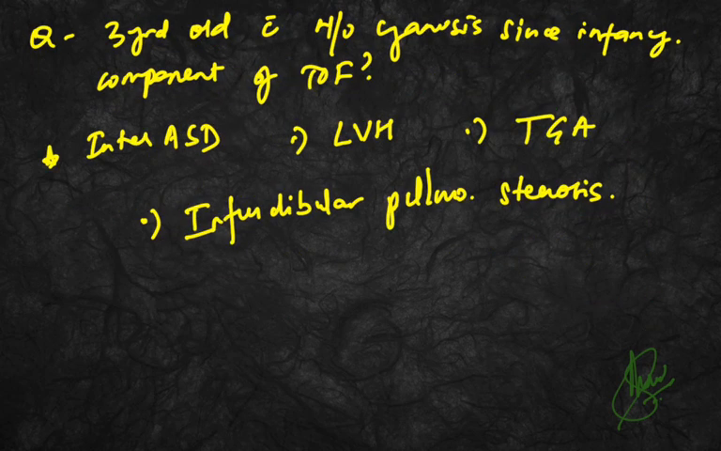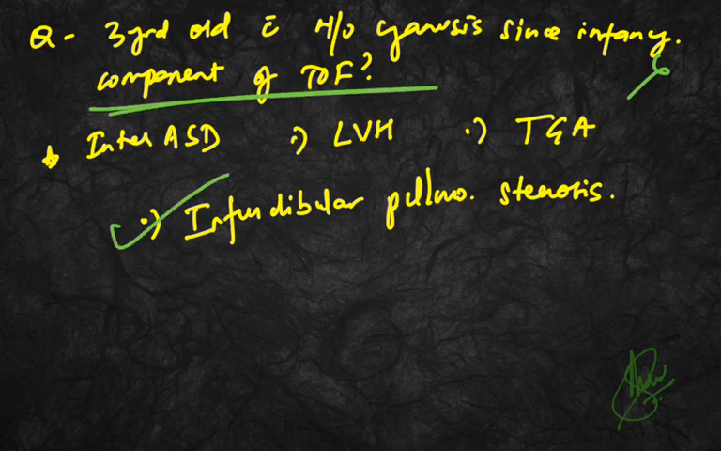Now a 3-year-old with history of cyanosis since infancy. What is the component of TOF? The history is not important. They have directly asked the components of TOF. So the answer is infundibular pulmonary stenosis. TGA is not a component. LVH and ASD are not components of TOF.